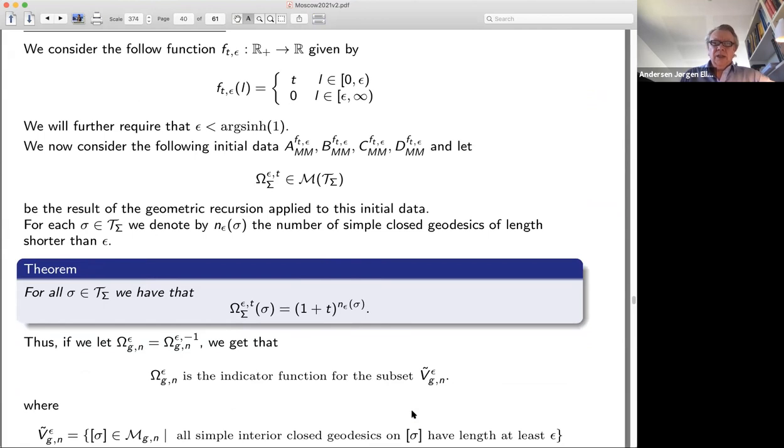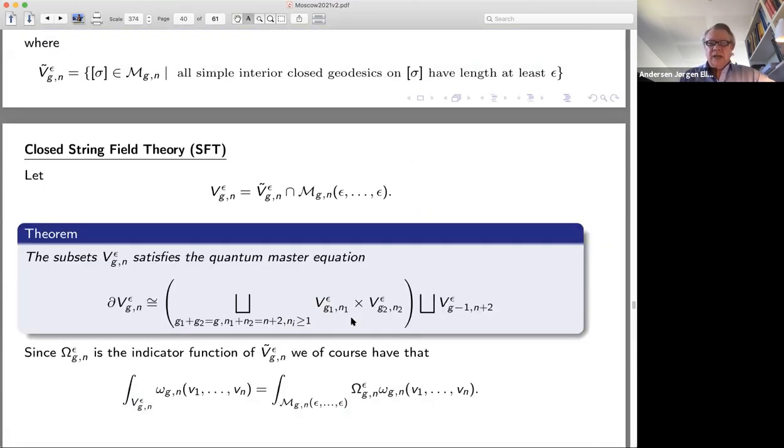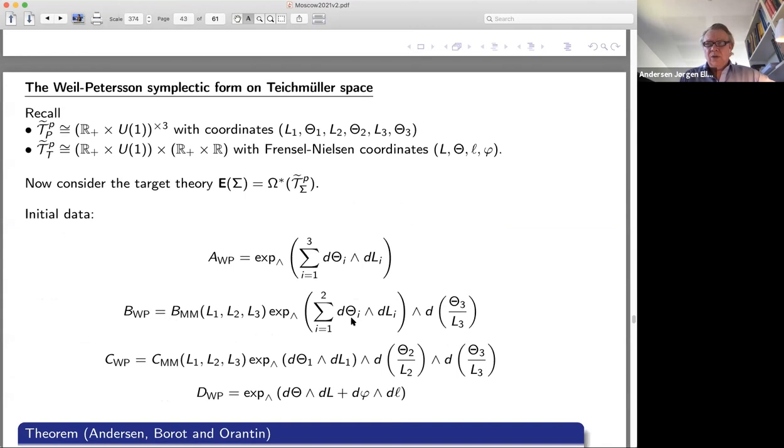geometric recursion. So we can actually build a measurable function, which has to do with producing an indicator function for the subset of things where the systole is bigger than epsilon, and we were able to do that here. But I will just skip this quickly. If we post the lecture notes, you can have a look at it.